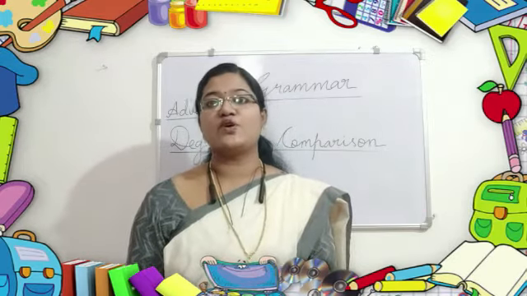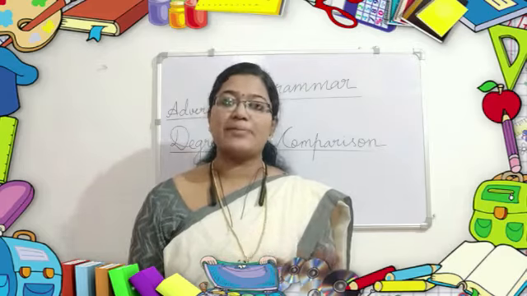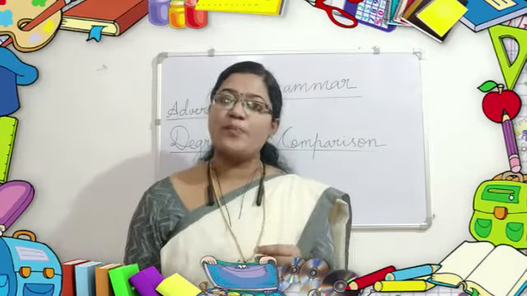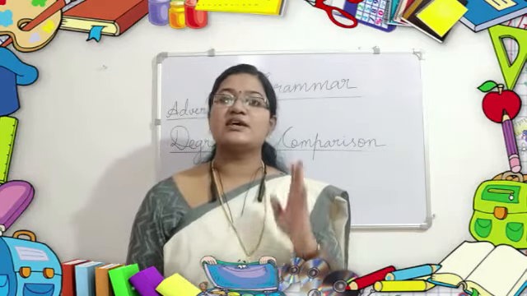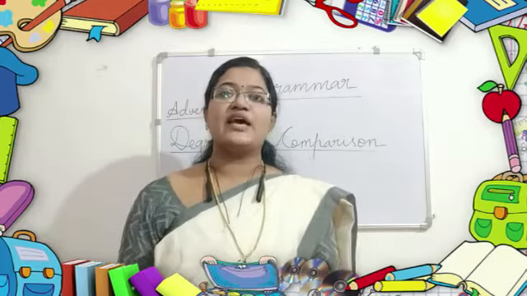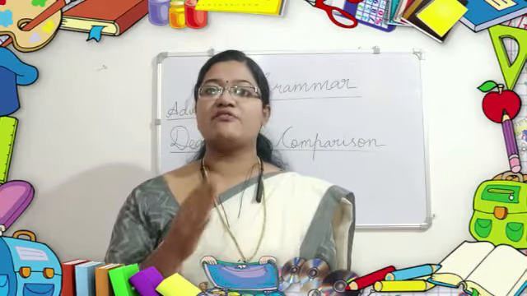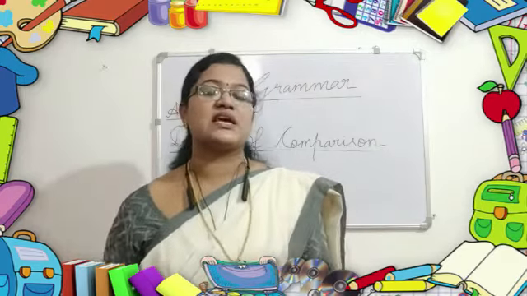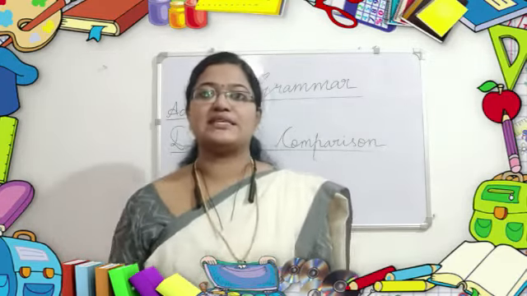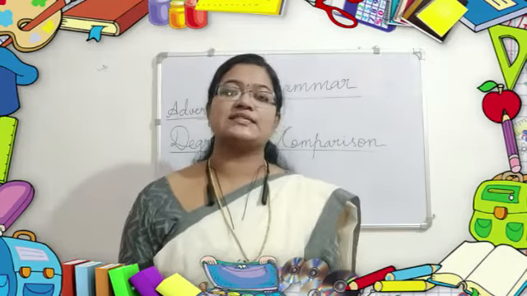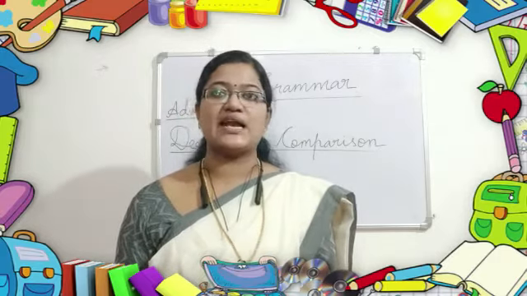Alright children. So don't forget, positive degree we don't compare. Comparative degree we compare between two. And superlative degree we compare with many. Okay. So don't forget, study the spellings properly. We have already learned the degrees of comparison. When we learned those examples, we came to know the terms. Fast, faster, fastest. We have used ER and EST. Faster is in comparative degree and fastest is in superlative degree. We use ER and EST.